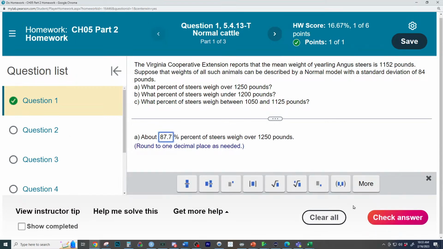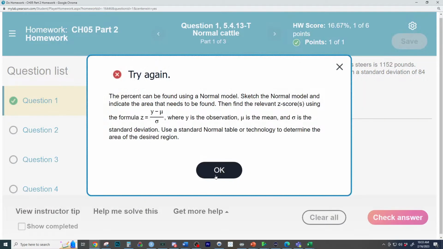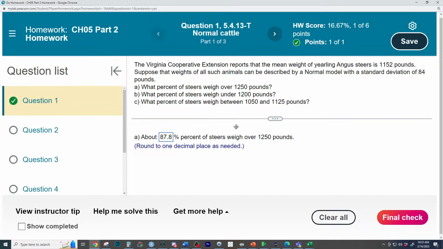Oops. Does it have any give? No, it doesn't. Wow, look at that. You have to be exact. So wait a minute. What did we do? Oh, it wants above.